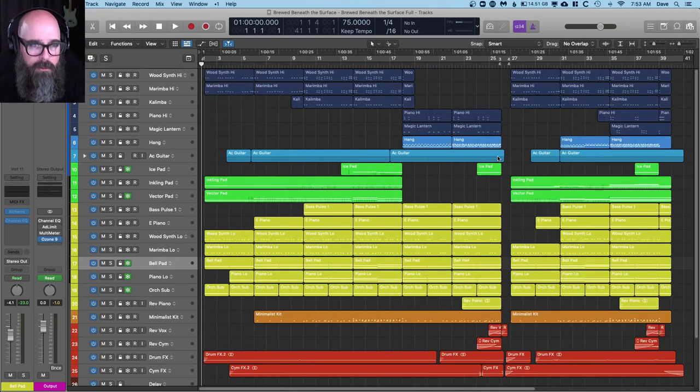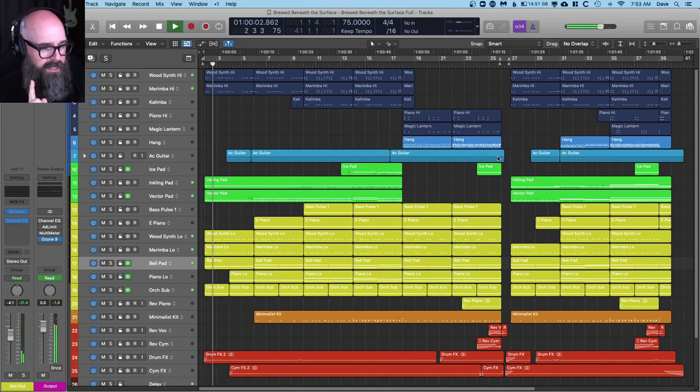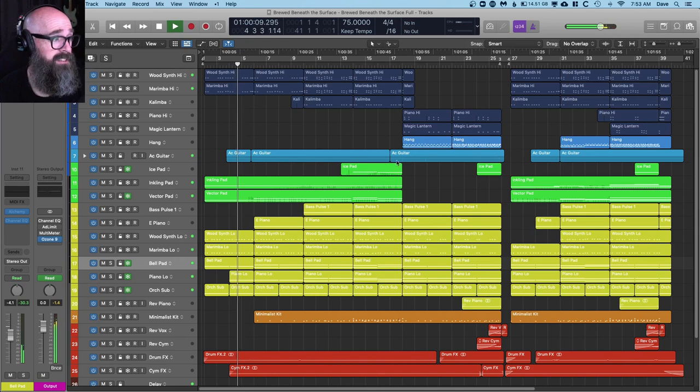This cue is called Brood Beneath the Surface, and it is another Americana tension cue. This is an album I am working on for a publisher. Tension cues that have an infusion of Americana instruments. Now, one thing that's interesting about this cue is, aside from the guitar and the drum effects and cymbal effects, this is all stock Logic sounds.